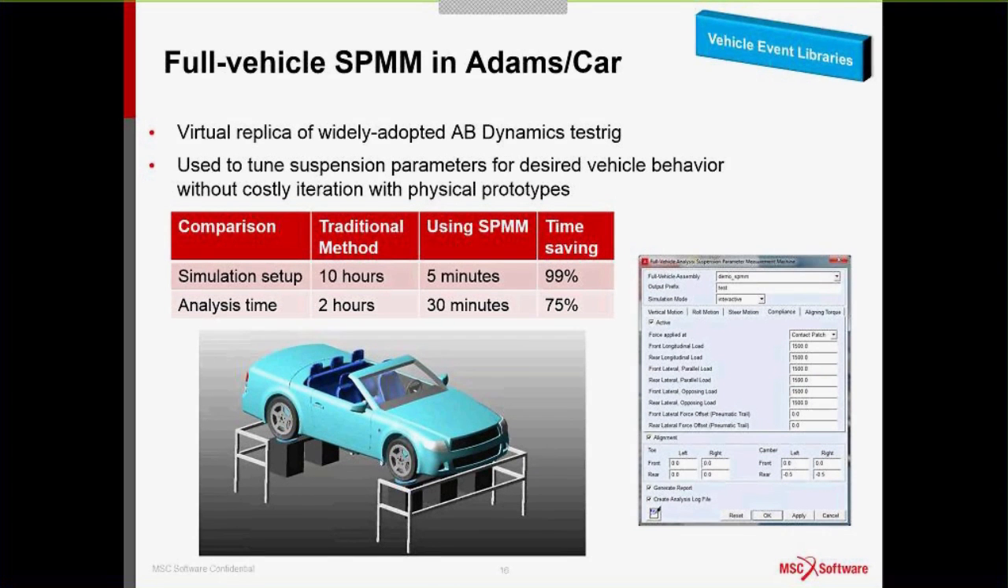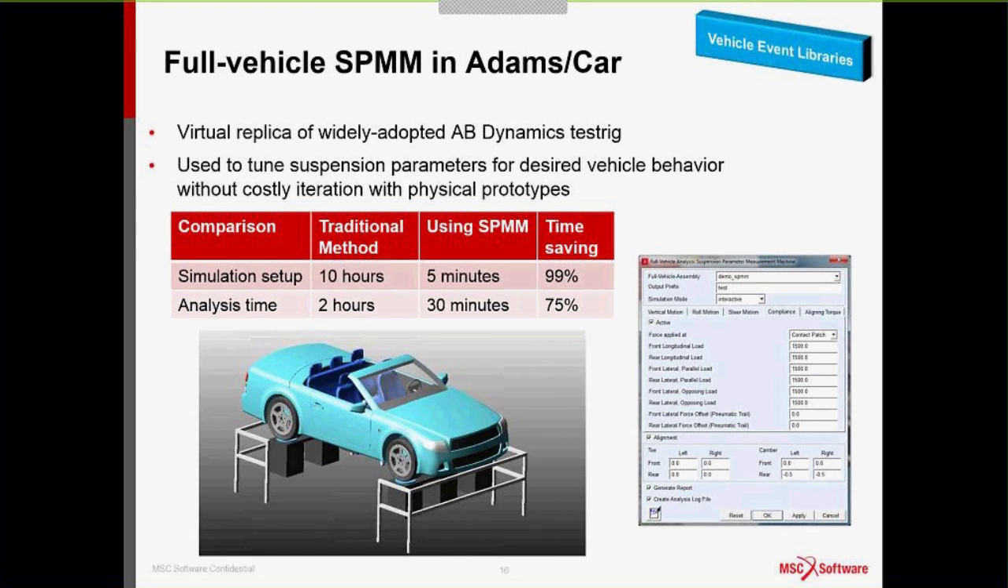Perhaps the next step would be to do some kind of SPMM. This is the suspension parameter measurement machine. So this is really a reproduction of a kinematics compliance rig. So here the vehicle is being exercised above a set of tire pads, and then the resultant loads, forces and torques are being measured at the tire contact patch.